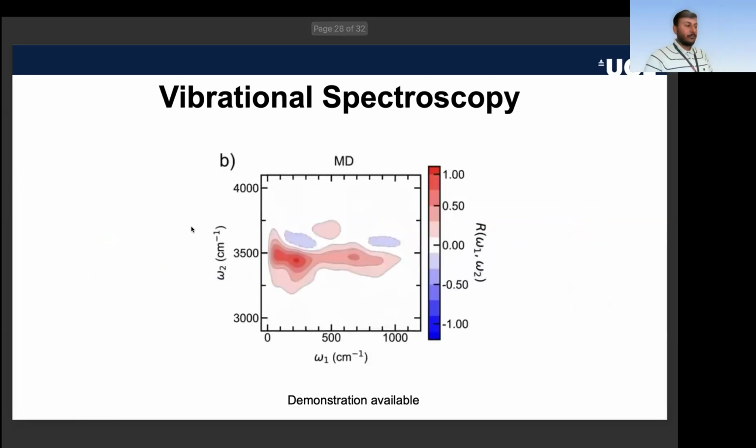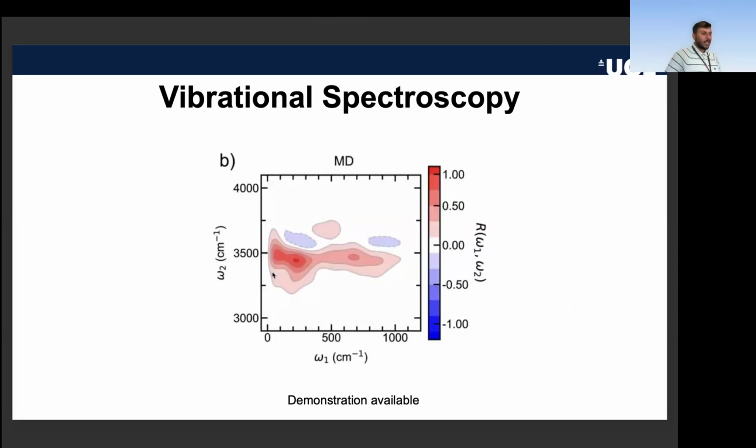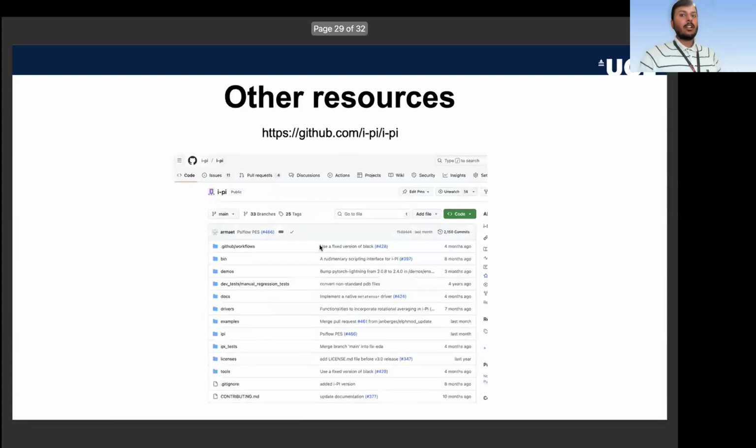A demonstration is available. If you're really adventurous and want to understand whether a single peak is one peak or a combination of many peaks, you can do high dimensional spectroscopy here. And there's also a very nice demonstration available on how to do 2D IR, for example. And if you also want to include quantum effects, that's also possible in this case.